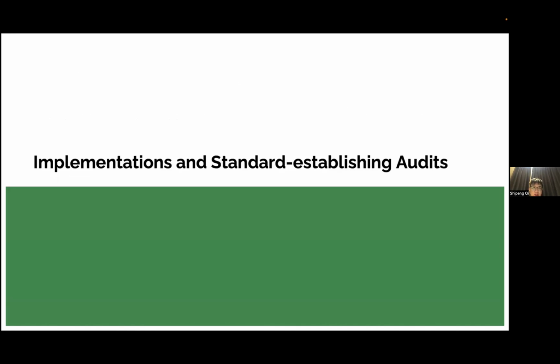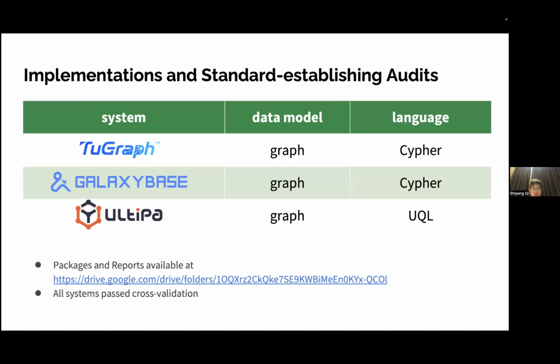And in the initial version, we have three implementations on TuGraph, GalaxyBase and AlgebraGraph. The implementations of TuGraph and GalaxyBase are in Cypher. The implementation of AlgebraGraph is in a precisely designed language by the Algebra team. It's UQL, and all the systems have passed the cross validation, and TuGraph and GalaxyBase have the benchmark results in the reports. You can refer to the report and the packages in the link here.